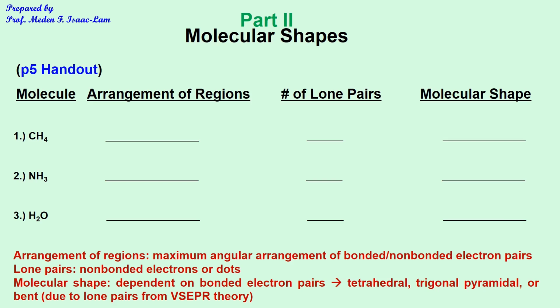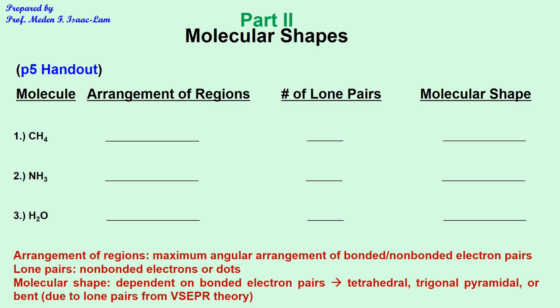Water, the same thing as CH4 and NH3. You will have the arrangement of regions as 4, including the non-bonded pairs. You have 2 non-bonded electron pairs and 2 bonded pairs. Therefore, you have 4 arrangement of regions, or tetrahedral. However, in this case, you have 2 lone pairs. So for NH3, you have 1 lone pair, and CH4, 0 lone pairs. For water, you have 2 lone pairs.